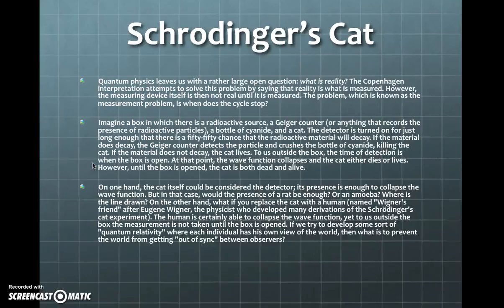So, on one hand, the cat itself could be considered the detector. Its presence is enough to collapse the wave function, but in that case, would the presence of a rat be enough? Or an amoeba? Where's the line drawn? On the other hand, what if you replace the cat with a human?